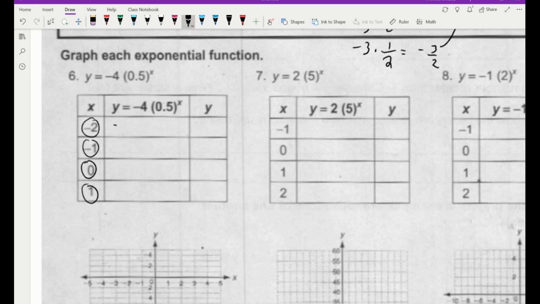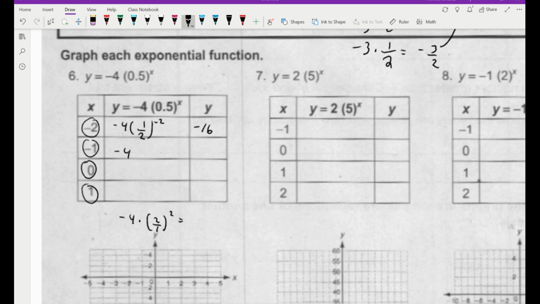So in the first case, we have minus 4 times 0.5. I'm going to write that as 1/2 to the minus 2. You could type this in the calculator and get the exact value, or you could do this by hand. Minus 4 times 1/2. When it's raised to a negative exponent, we just flip it. So it's times 2 squared, which of course is 4. 4 times minus 4 is minus 16.